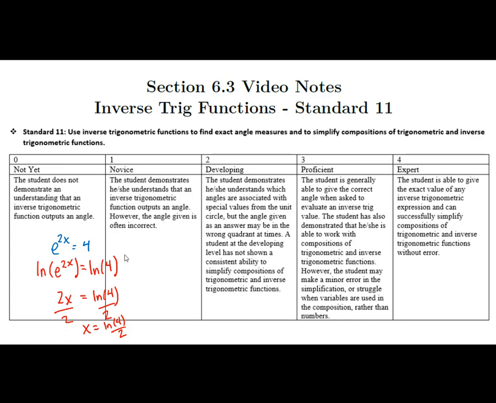The important part for what we're doing in this lesson is to understand that the reason this all worked was because the function f of x equals e to the x, the exponential function, and the natural logarithm function are inverses of one another. They undo one another. So these are inverse functions.